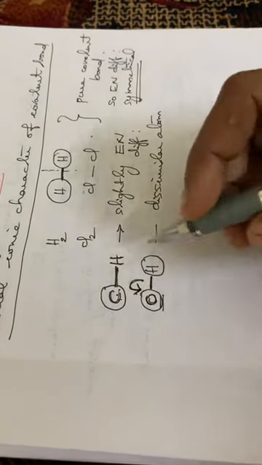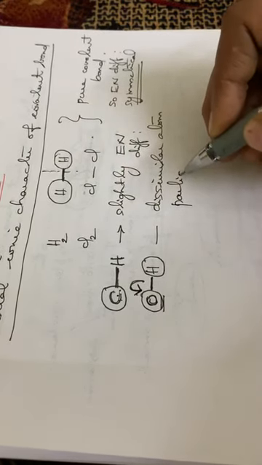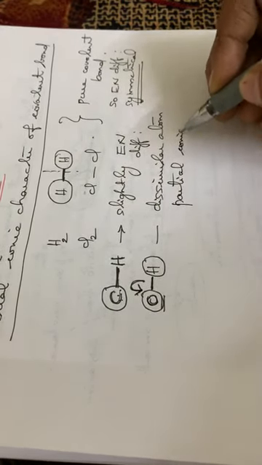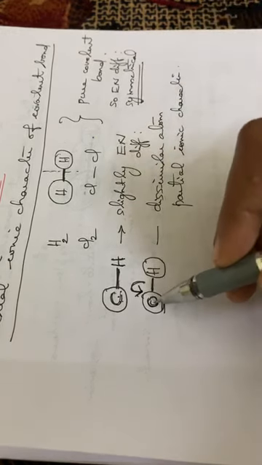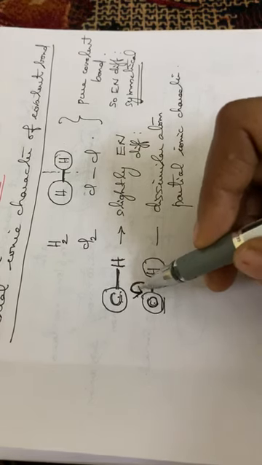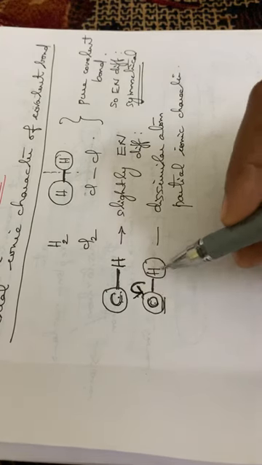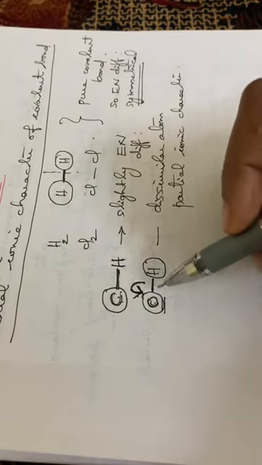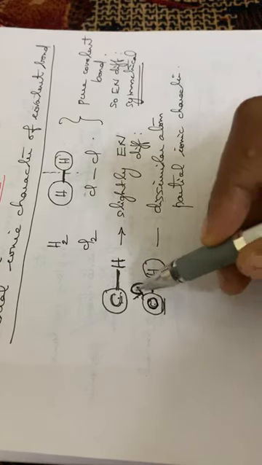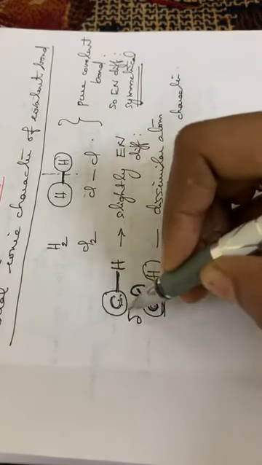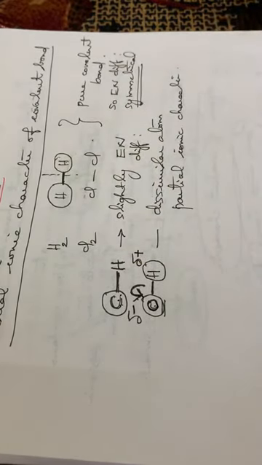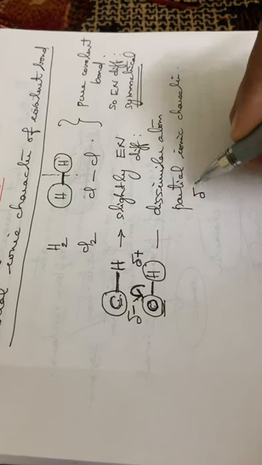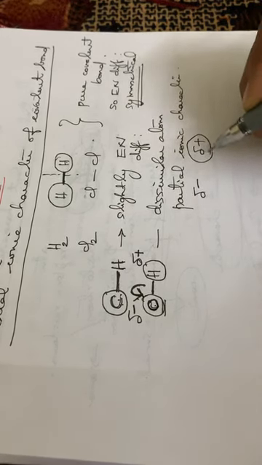As a result, a partial ionic character will be developed. Ionic character means the electron will be completely transferred, but here the electron is not completely transferred. Only a slight charge separation will be there, as the bonding electrons are shared unequally between the two atoms. The electron shift will be towards the more electronegative atom, so that atom will get a slight negative charge, and the other atom will get a slight positive charge. These slight negative and positive charges are denoted by delta.